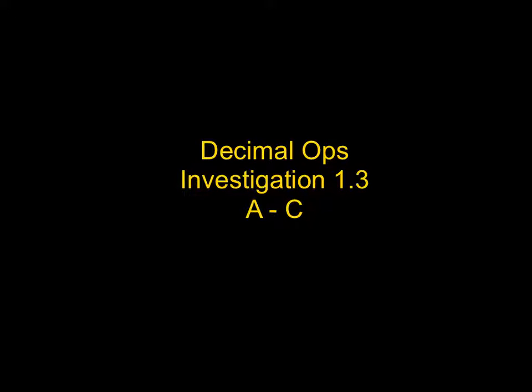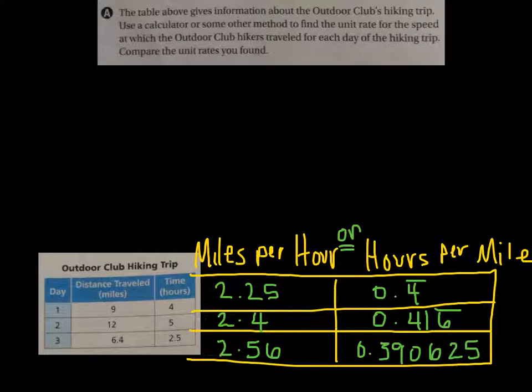Decimal Ops, Investigation 1.3, Problems A through C. Problem A has us looking at the unit rate for the speed at which the outdoor club hikers traveled for each day of the hiking trip. We're going to compare the unit rates that we have found.